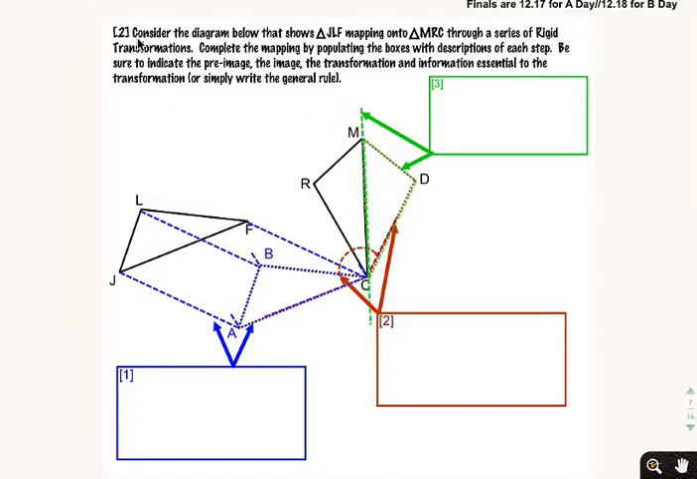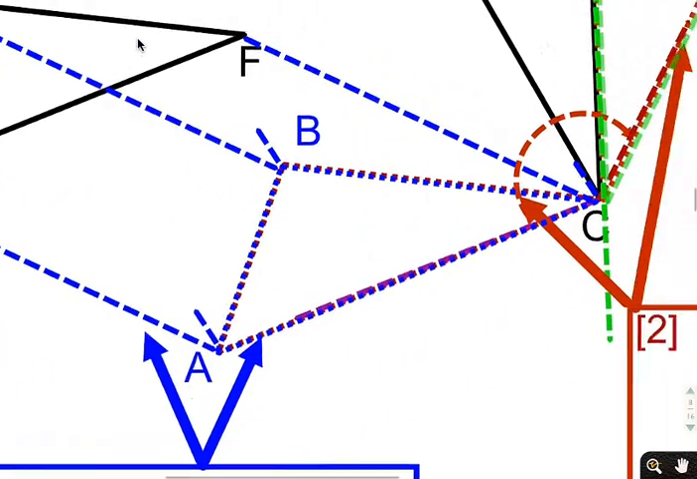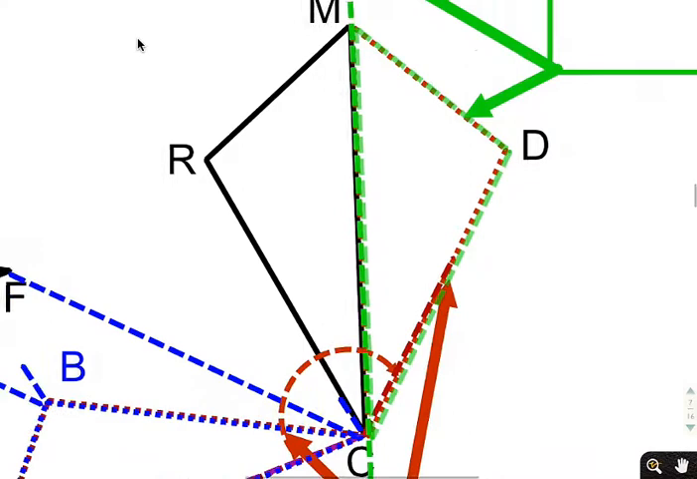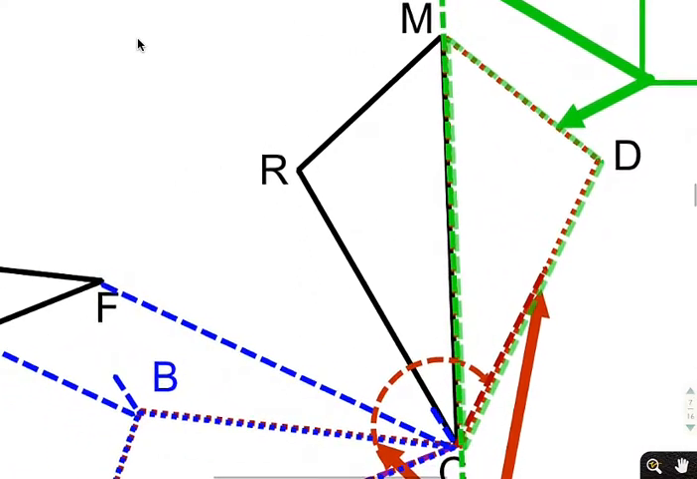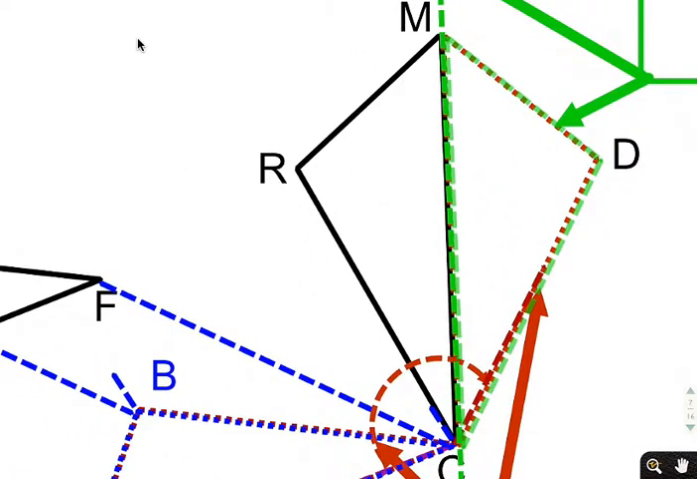It does get confusing, kind of seeing this whole combined diagram, but I'm trying to use colors to help kind of delineate what's going on, and I'm trying to number my steps as well. So really, what's going on is I have this triangle JLF, and I'm transferring it in one, two, three steps to triangle MRC. So that's the goal here. So we have to kind of figure out what's going on.